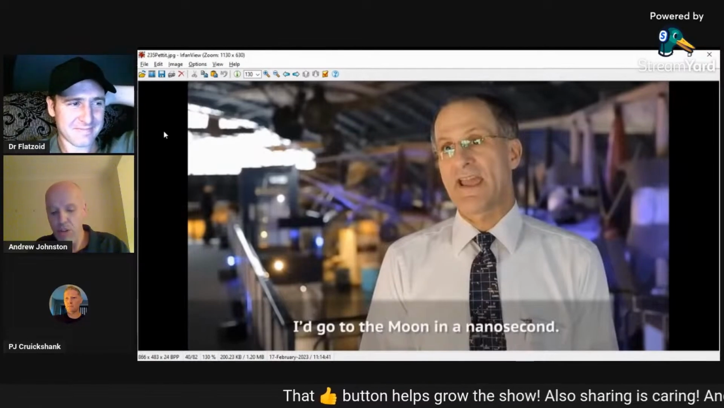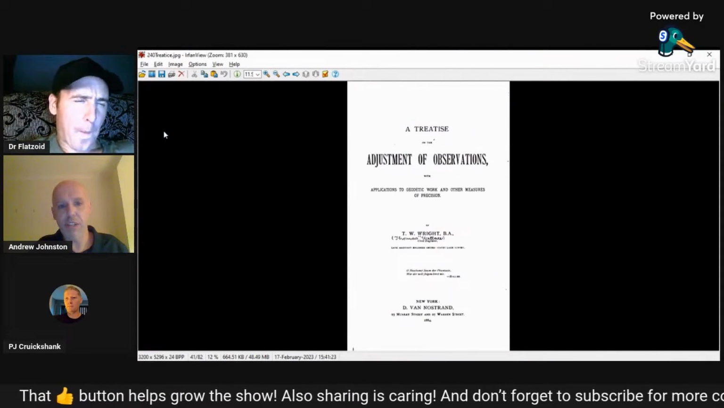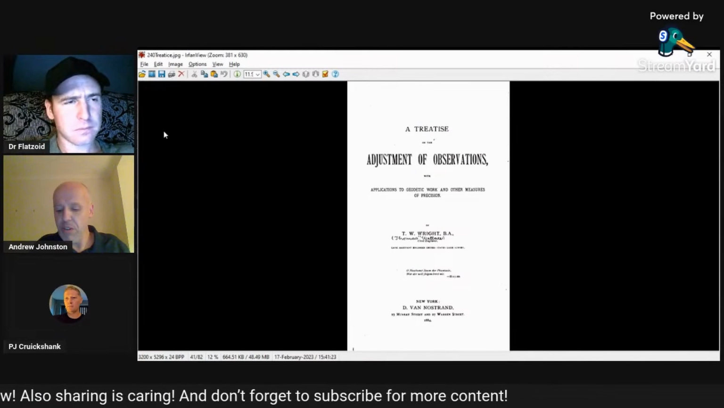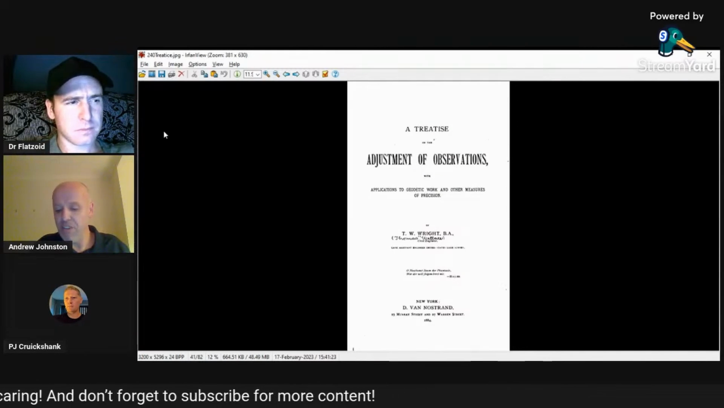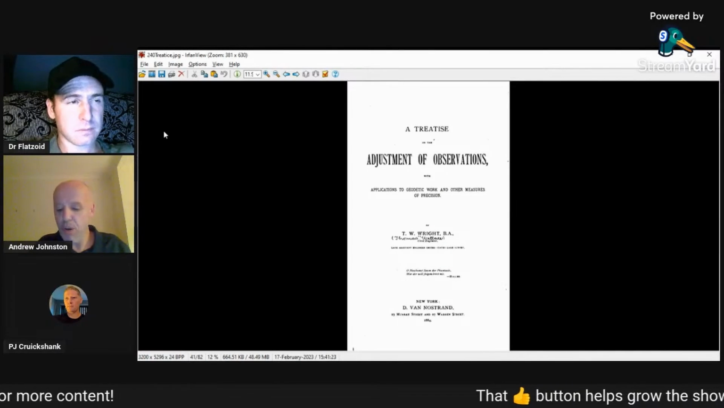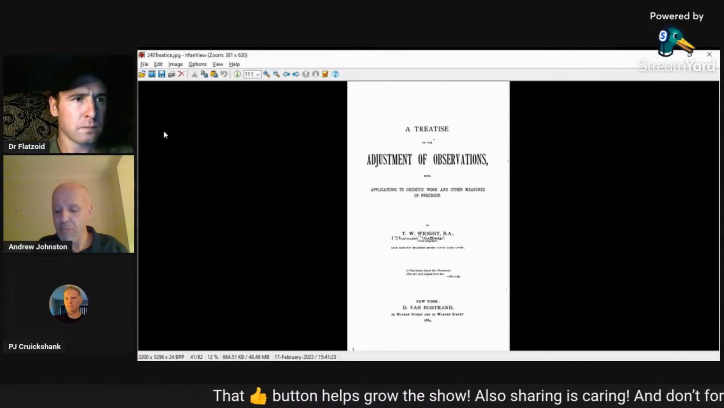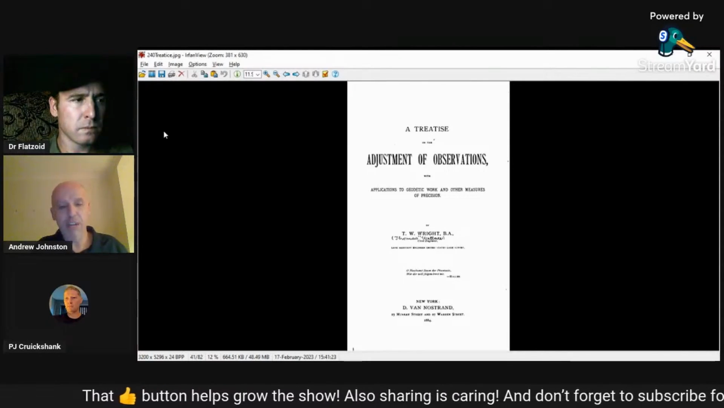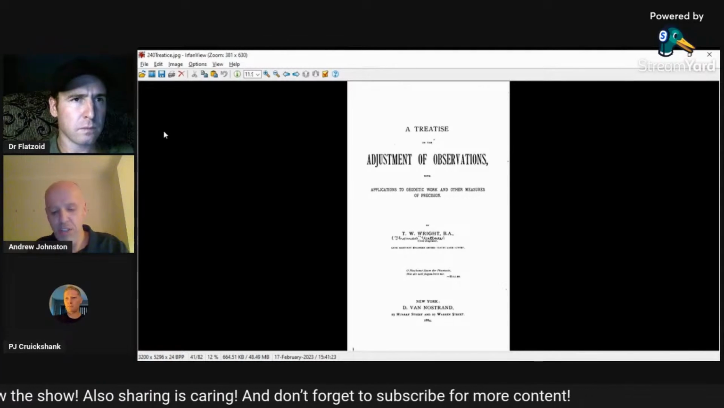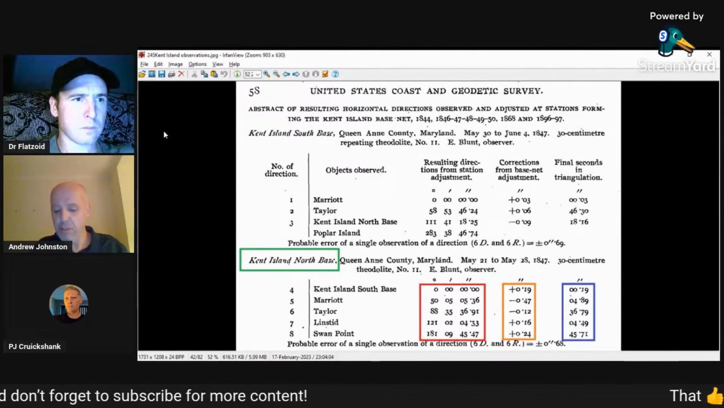The transcontinental triangulation used a method from this book, the Treatise of the Adjustment of Observations, in 1884, which itself is based on a mathematical process called the least squares regression analysis. Needless to say, the method is quite involved, but it is just a mathematical way of averaging all your observations and minimizing the total amount of error across your entire network. Now, importantly, I do have to mention that these corrections do not actually add any angles. They just shift them around.